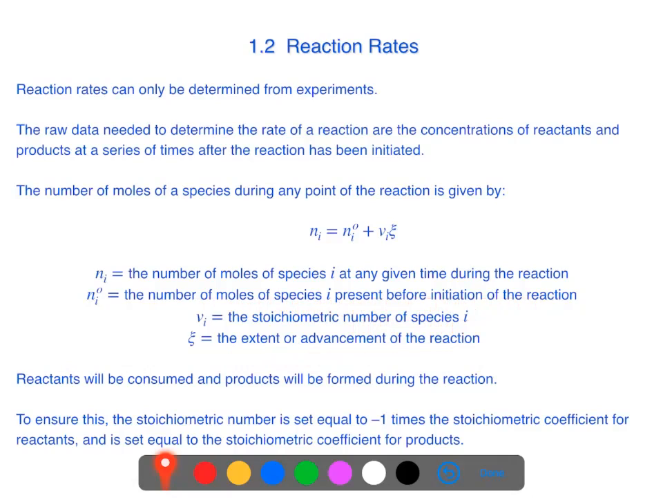Now, as we know, reactants will be consumed and products will be formed during the reaction. To ensure this, the stoichiometric number is set equal to -1 times the stoichiometric coefficient for reactants and is set equal to the stoichiometric coefficient for products.